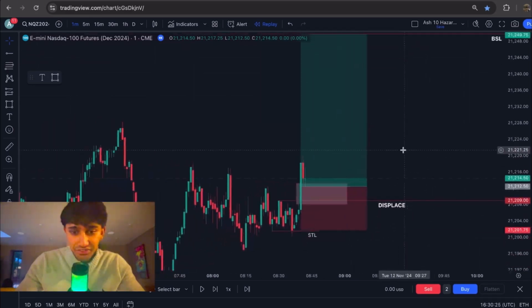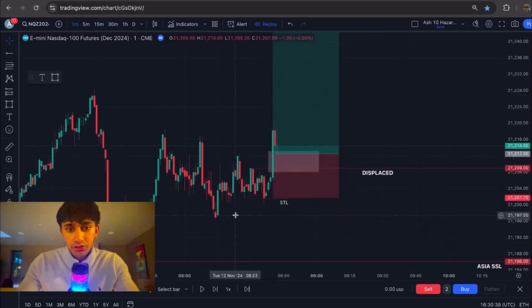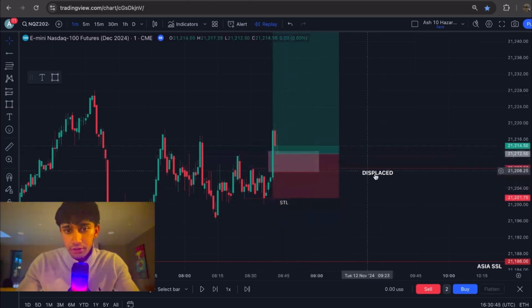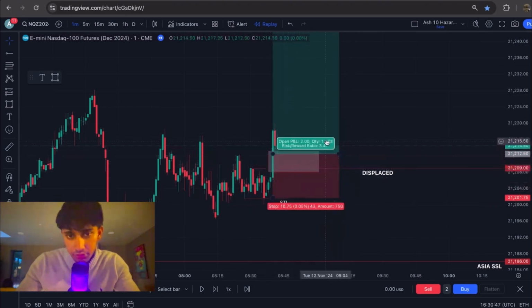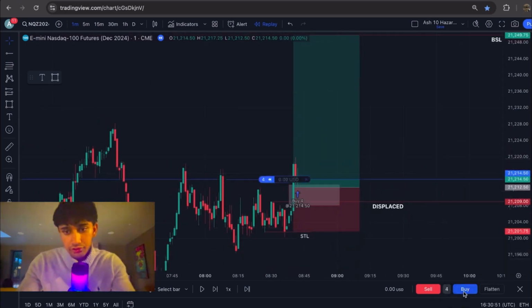But yeah, it would be something like that. We've swept out Asia sell side with our bias being bullish. We've taken out the short-term low, and we've also had a very sharp displacement higher, leaving behind the 1 minute bullish gap, and price has just tapped into that 1 minute bullish gap, so we can get in for an entry. So we're going to buy right there.